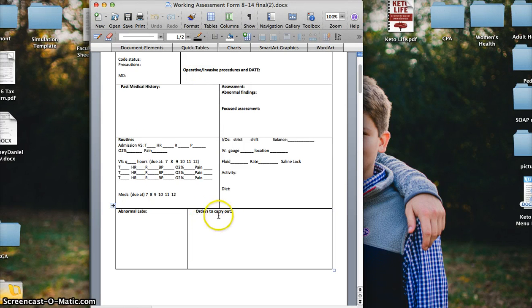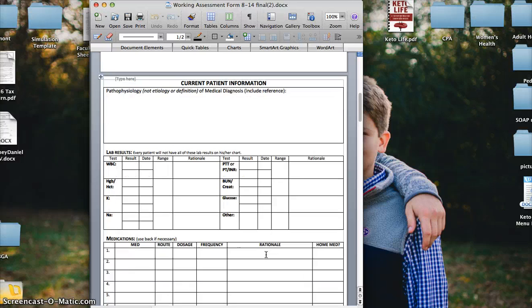Where it says orders to be carried out, I recommend that they write down their orders, and then as they do them, mark through them so that when they go to give report to the patient's nurse as they're leaving, they can say what they've done as well as what still needs to be done. This second page should also be filled out.